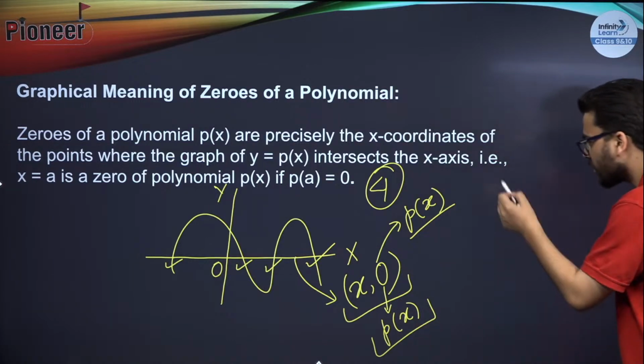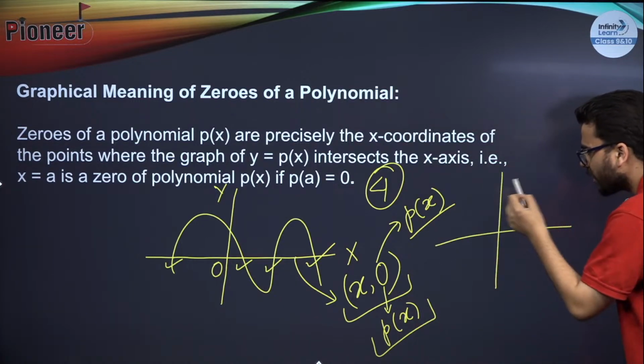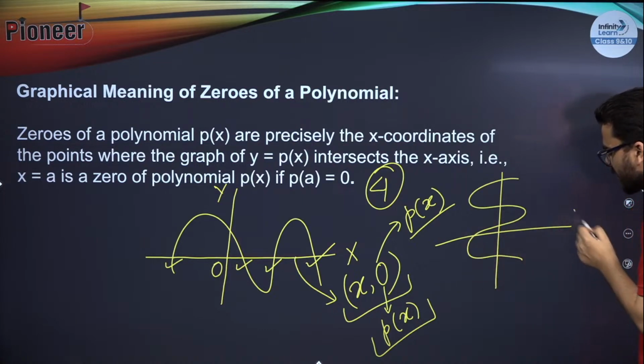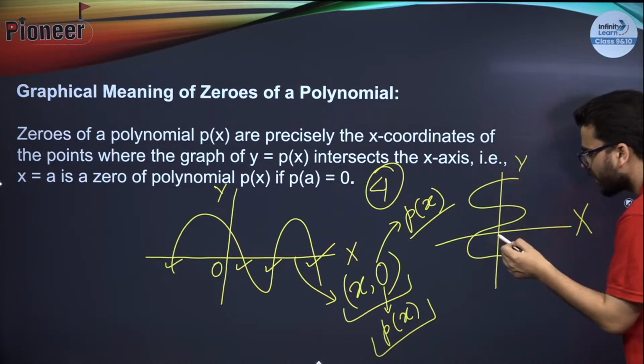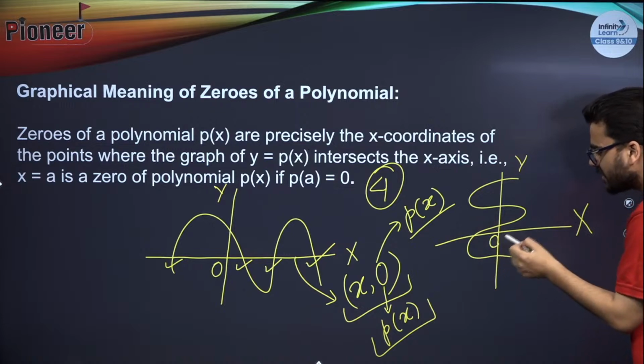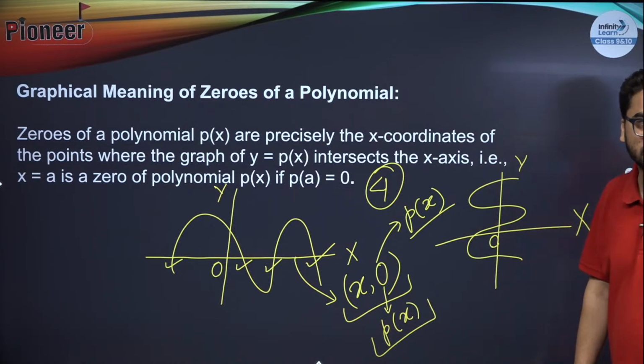Now suppose I ask a question from you. If I've got a polynomial like this, how many zeros are there to this polynomial? Can you tell that, guys? How many zeros are there to this polynomial? Just see this figure.